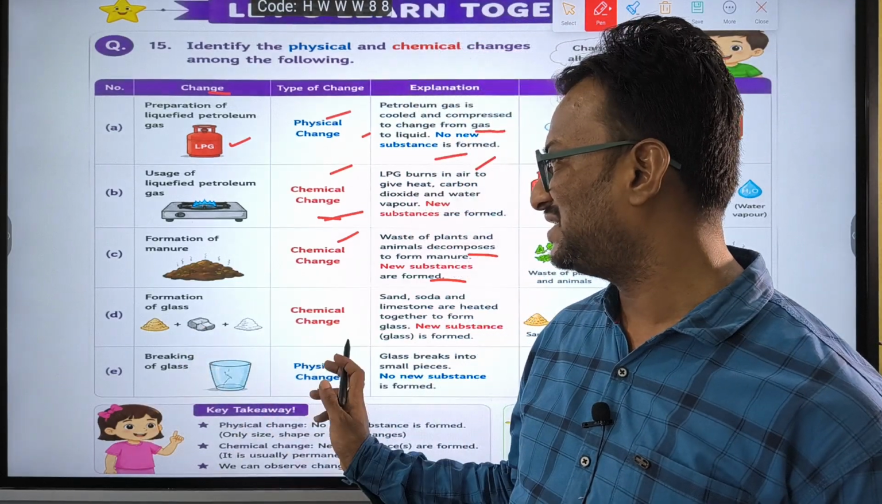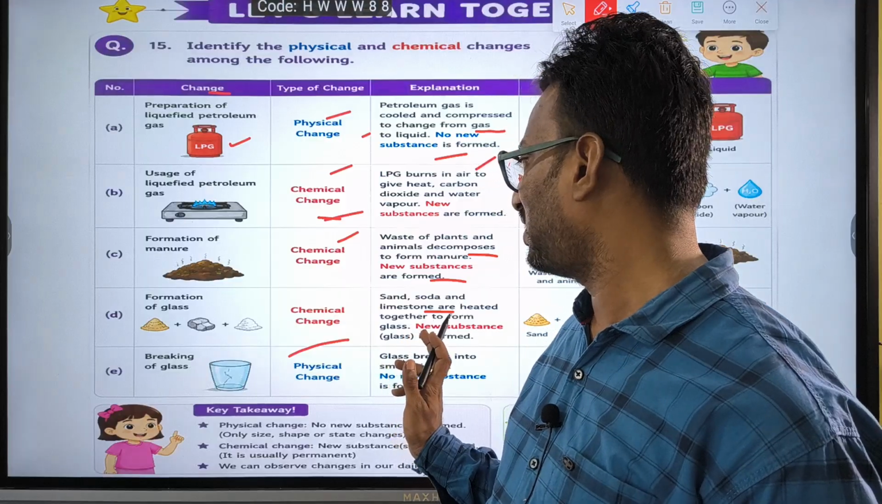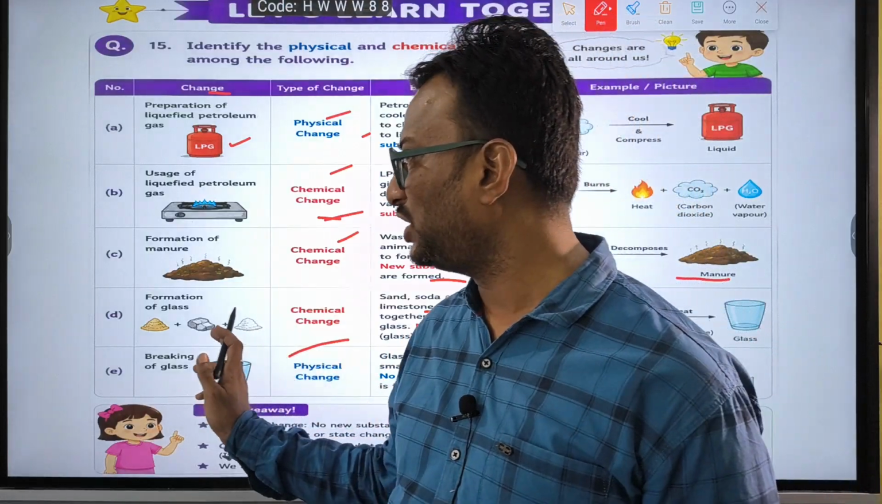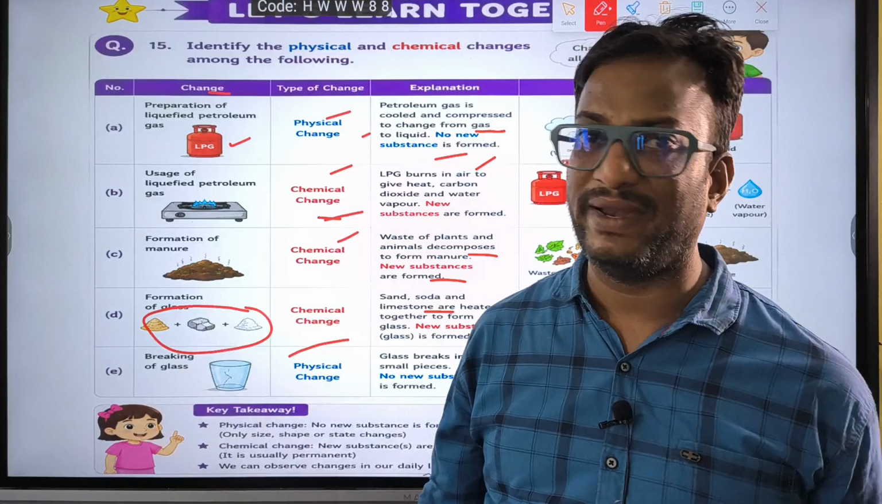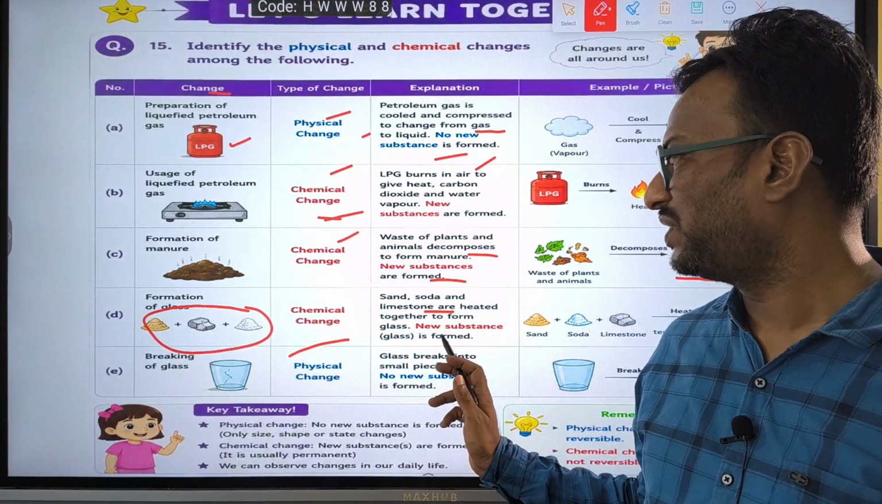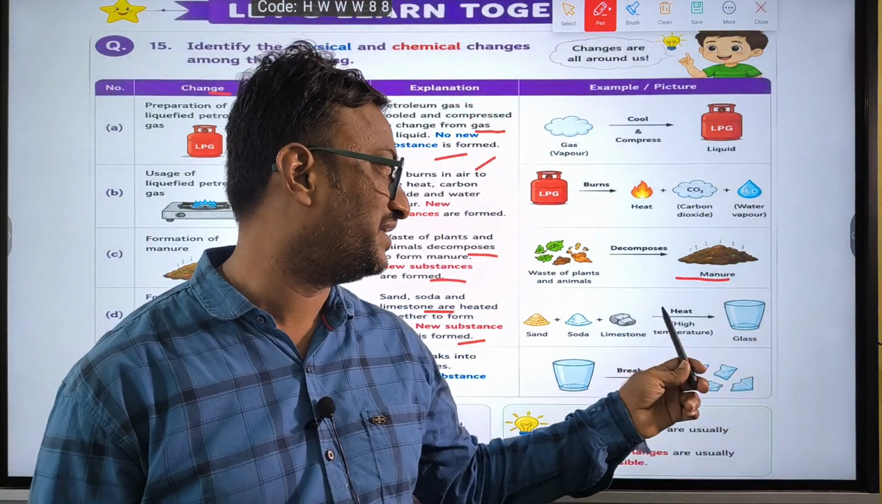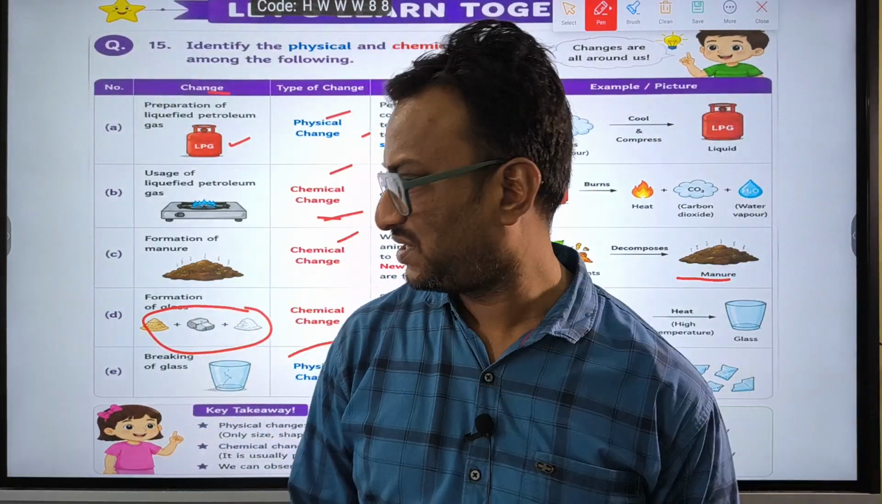Formation of glass is a chemical change. Sand, soda and limestone are heated together. So in order to prepare glass, we require three raw materials: sand, soda and limestone. With these we prepare what is known as glass. We have to heat them at high temperature.